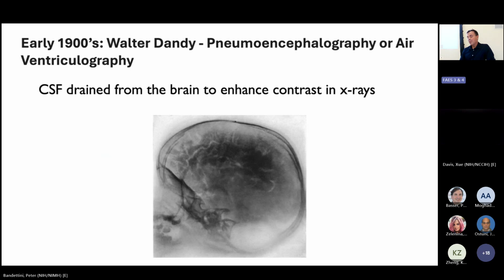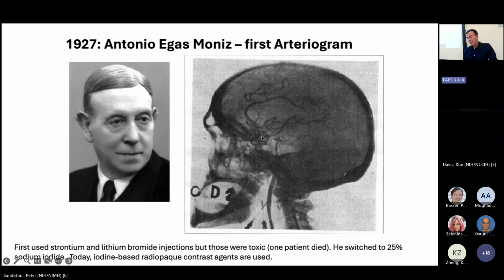They went to extremes to enhance the contrast with X-rays. They wanted to look at the brain. So they thought, okay, the CSF is getting in the way of looking at the brain contrast. So people back then sometimes had all the CSF drained from their brain so that they could just make a good image of the brain surface. That was pretty extreme. But the first angiogram also was created using X-ray.